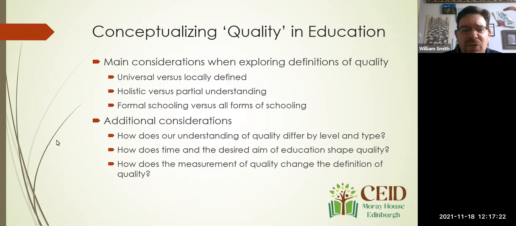Secondly, how does time and the desired aim of education shape quality? If education is about long-term transformation, is that included in the way we consider quality education versus short-term gains? And finally, does how we measure quality change how we define quality? So these are some of the ways we're thinking about, is SDG 4 really a quality turn? And if it's a quality turn, whose quality is represented?